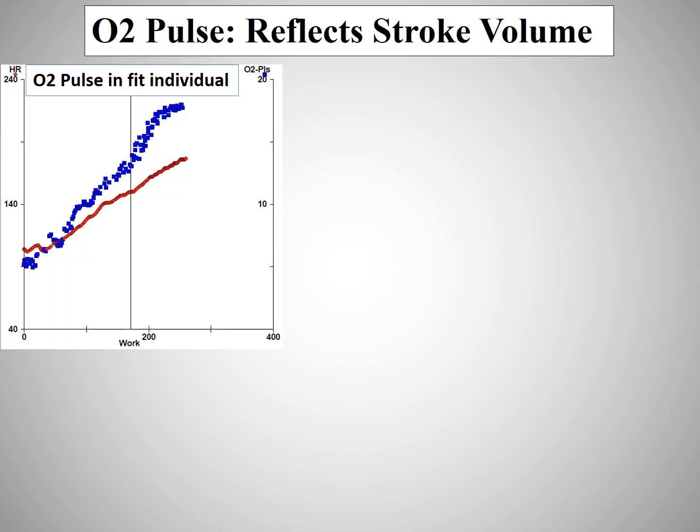The first example I'm going to display is a tracing of a trained runner. The blue curve shows the O2 pulse progressively rising as the work rate incrementally increases, plateauing when he reached the limit of his stroke volume at a VO2 of 120% of his predicted maximum, while the heart rate in red increases linearly to 100% of his predicted maximum.